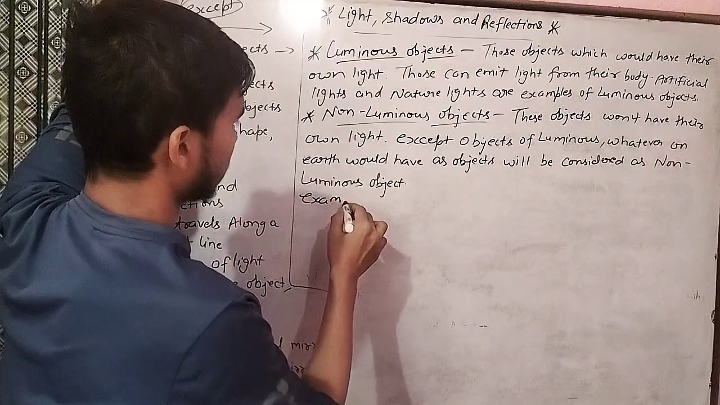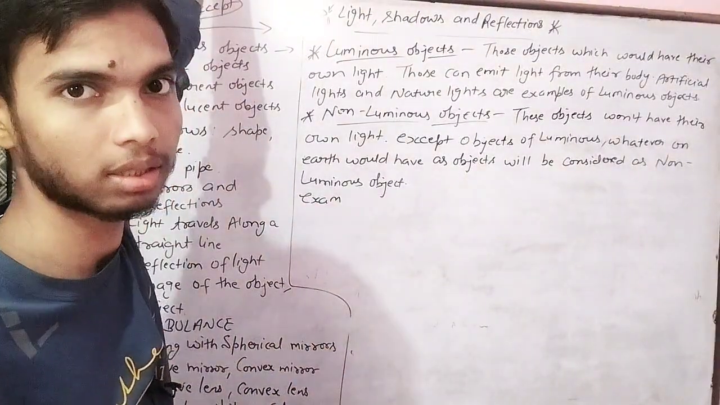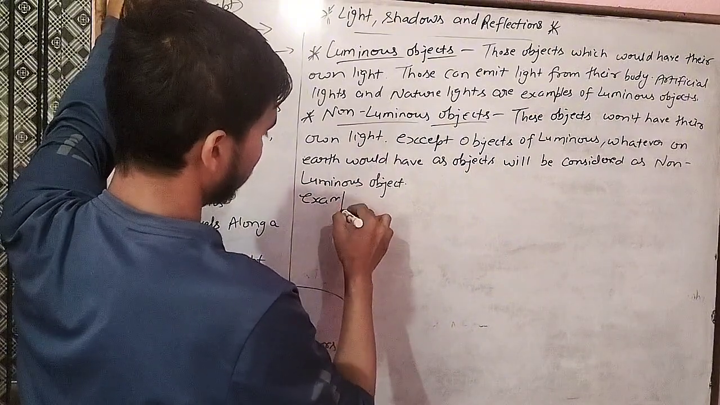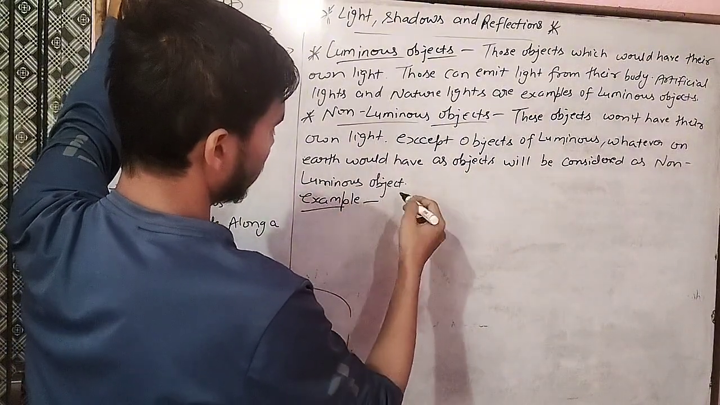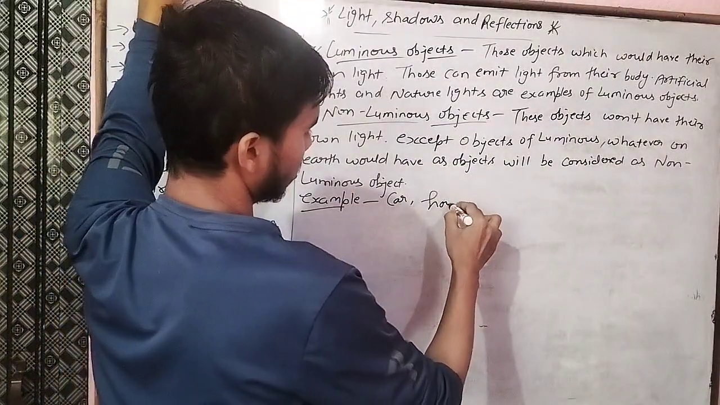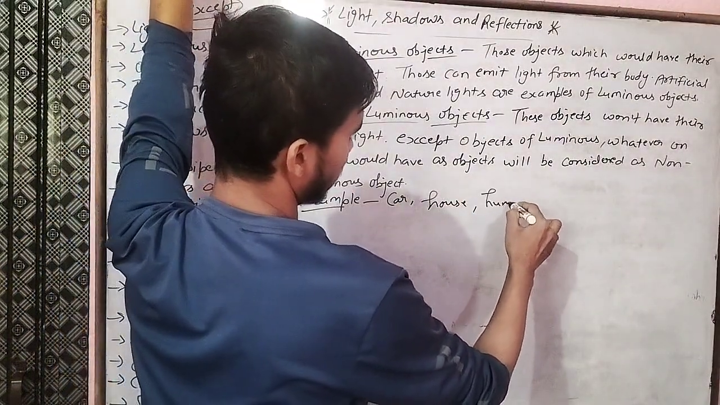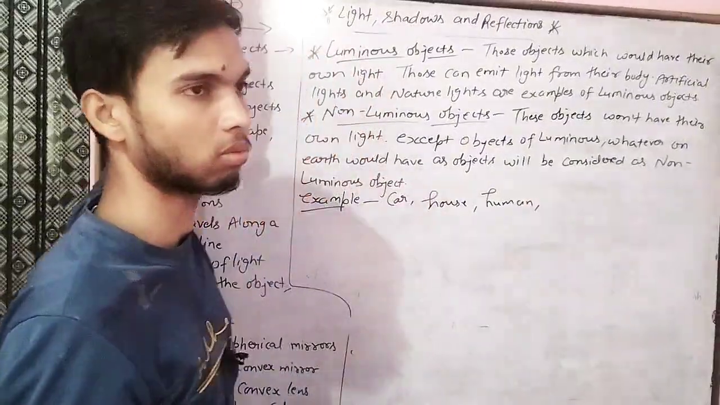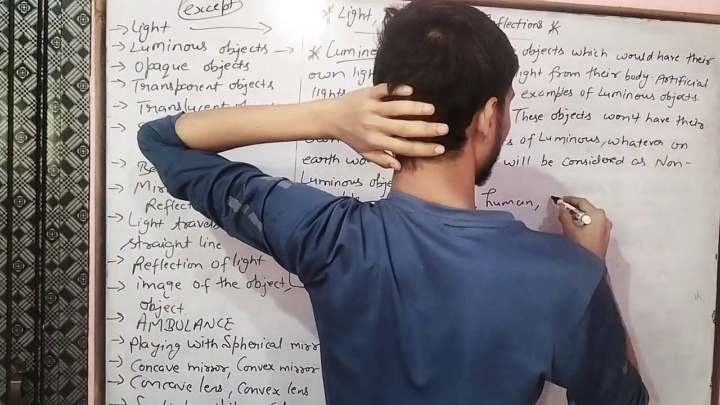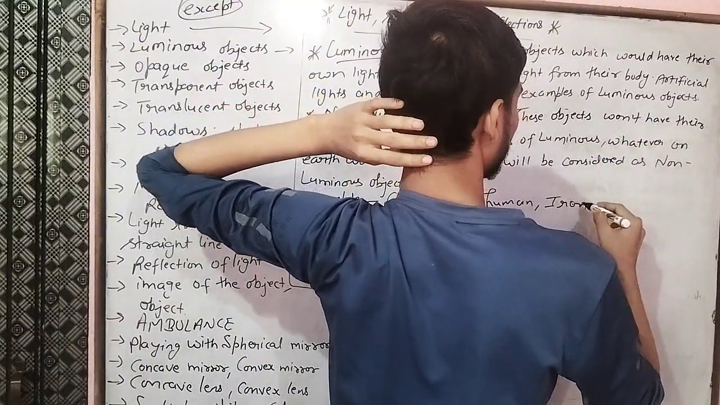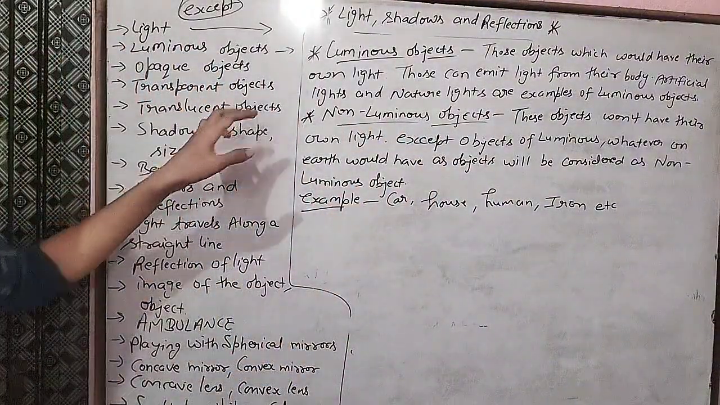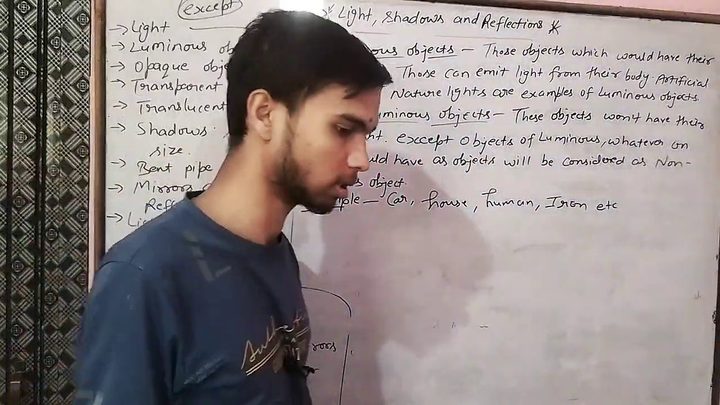To teach you the definition of this, examples are compulsory to enhance a word. Example: car, house, woman. What else? What else? Let us see, these are examples of non-luminous objects. Clear? Transparent objects and translucent objects.